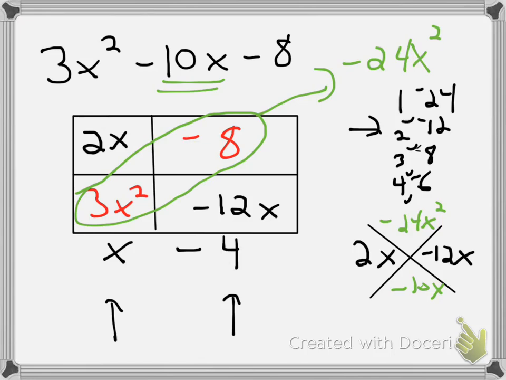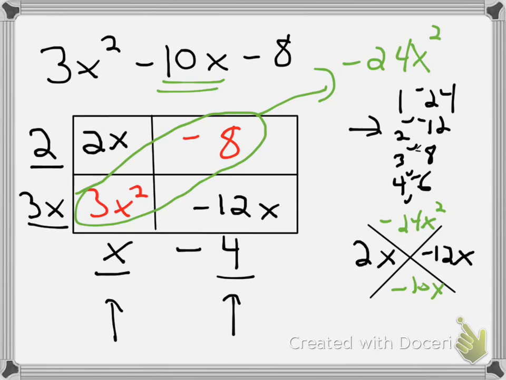And then when I look in the rows now, I can use what I just figured out. If this is x and I need a 3x squared, then this is supposed to be 3x. That's good because 3x times negative 4 gives me my negative 12x. And then if I have an x down at the bottom and I want a 2x here, then on the side I need a 2. And that's good because 2 times negative 4 gives me negative 8. And so it all checks out.